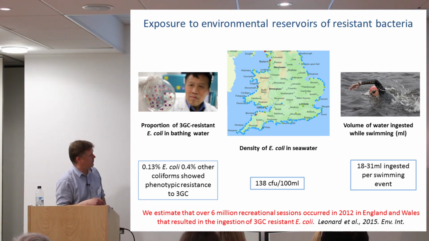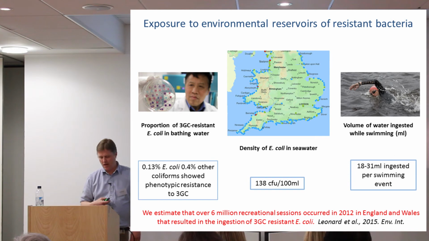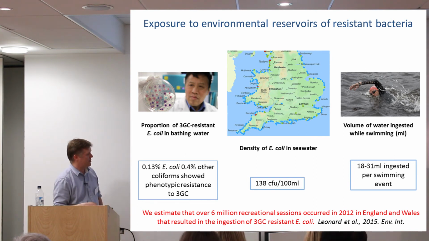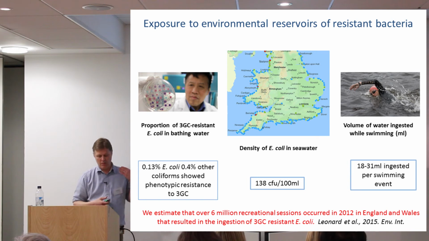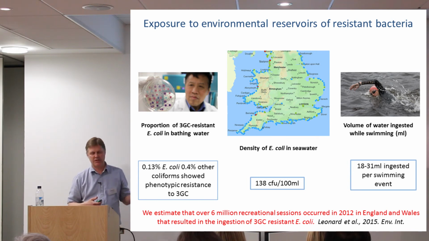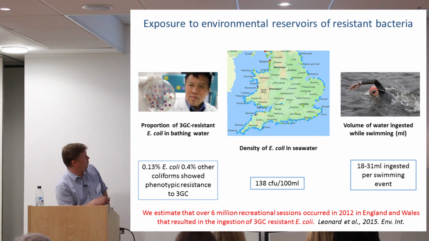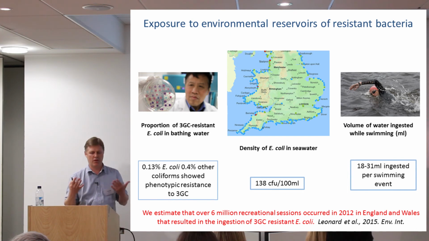calculation using the mean colony forming units of E. coli per 100 mL, and she did a sort of quasi-systematic review to look at the ingestion rates for different types of recreational water use, and we come up with about 6 million recreational sessions that resulted in the ingestion of 3GC-resistant E. coli. If you increase that to all resistant types, this is about 0.1% of E. coli that are 3GC resistant, but actually about a third or a quarter of all E. coli are resistant to one or more antibiotics.